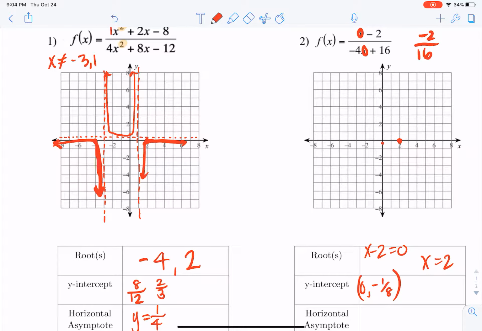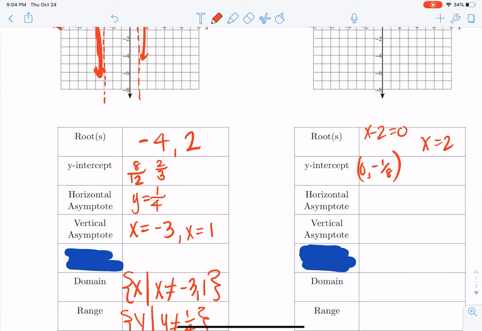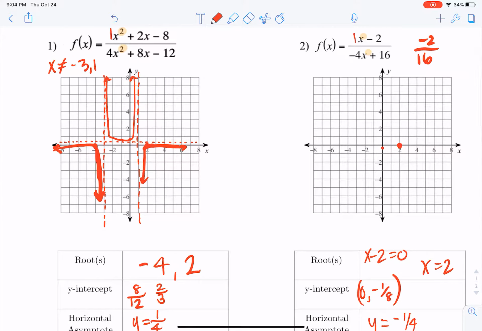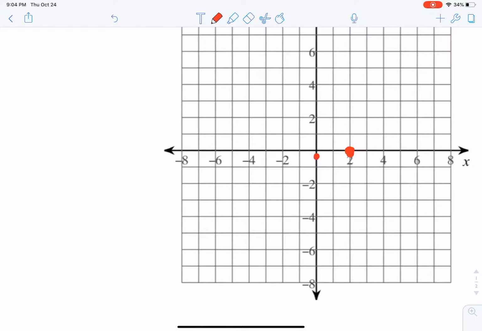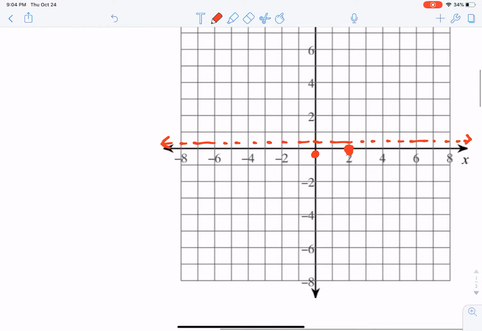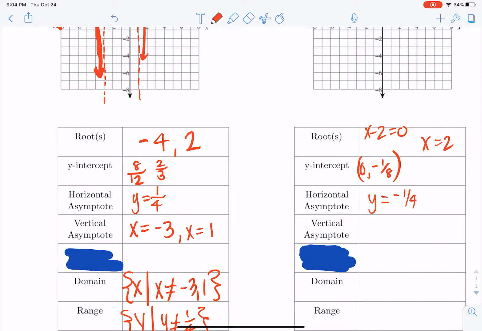Let's see. My horizontal asymptote, I can look at my original function. It looks like the degree of my numerator is equal to the degree of my denominator. So I'll divide my lead coefficients. So I'll divide 1 and negative 4. So y is equal to negative 1/4. And I can come in here and really sketch in my horizontal asymptote. I know this is a little boring and maybe a little tedious, but we're just putting all the pieces together.